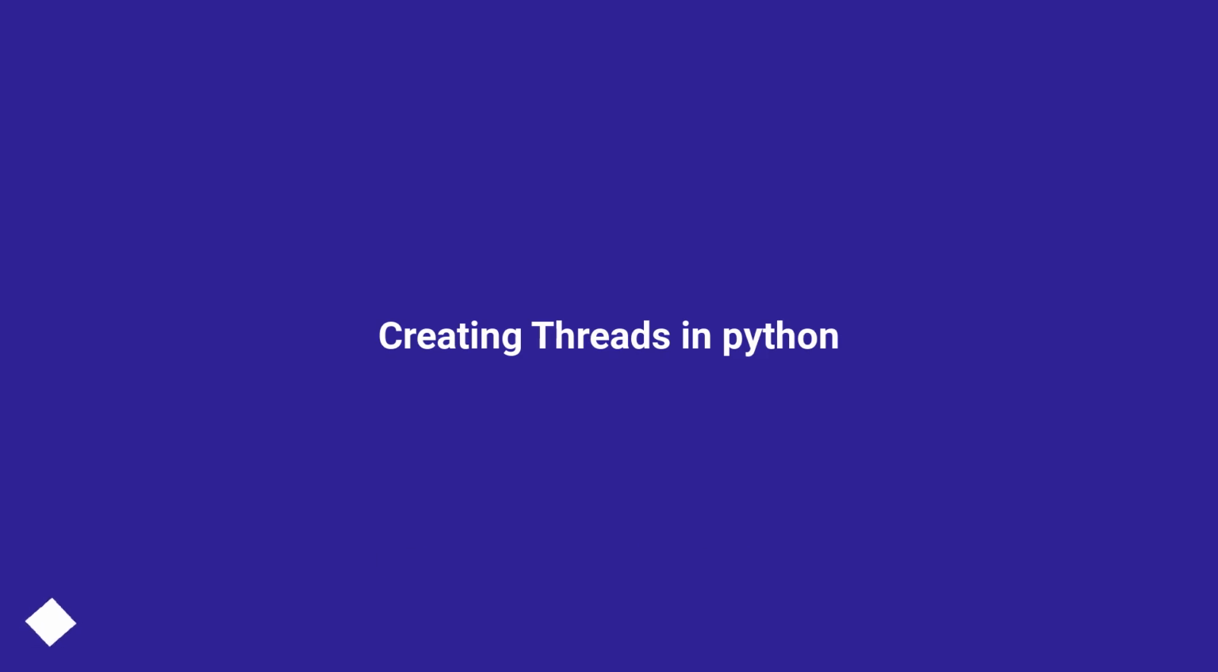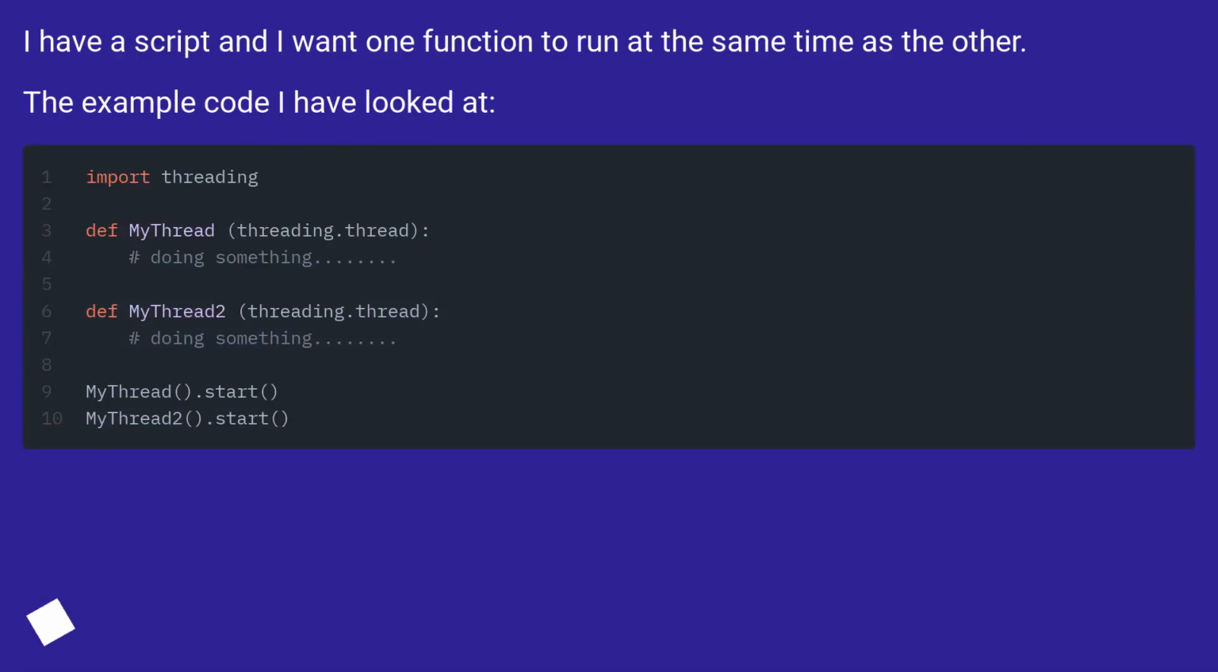Creating threads in Python. I have a script and I want one function to run at the same time as the other. The example code I have looked at.